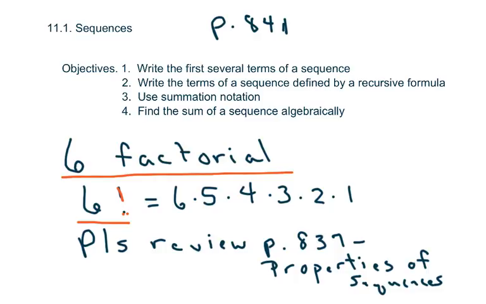You also want to review the properties of sequences on page 837. There's quite a few. There's 8 properties that you need to review and look at. You might want to look at them after we do this, so we can get started.